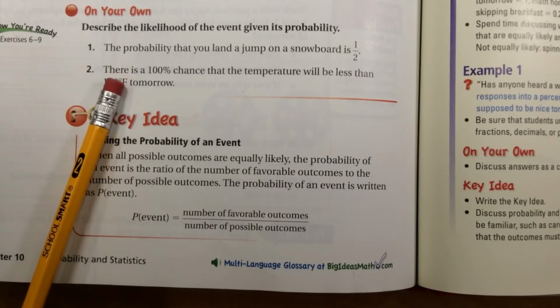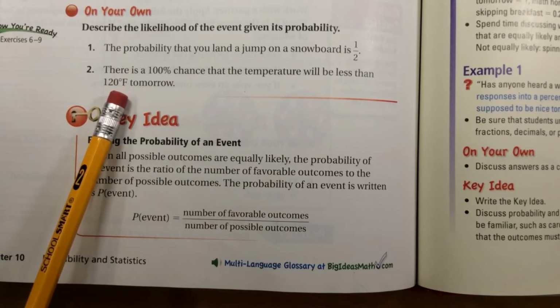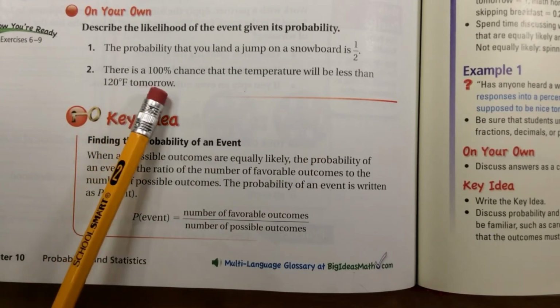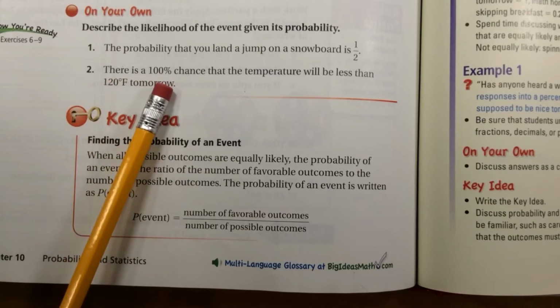Here, there is a 100% chance that the temperature will be less than 120 degrees Fahrenheit tomorrow. That's probably pretty accurate for us here in Michigan. So if it's a 100% chance, what do we call that?